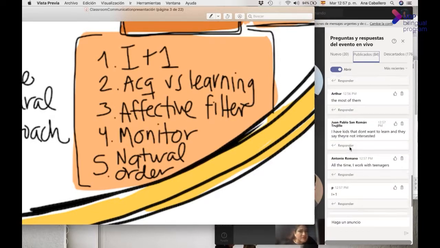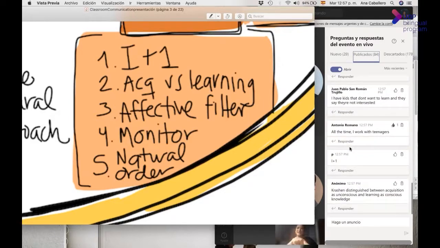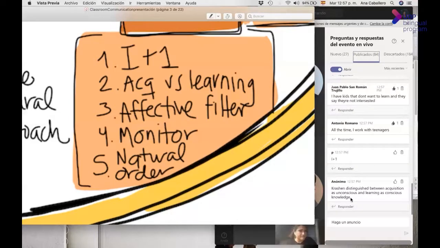I have kids and they want to learn. You're right. This happens, and I'm going to go over this in a moment. I work with teenagers all the time. Exactly. Acquisition is more like something that happens without you noticing it's happening. And learning is having a set of rules, and as I said before, it happens in the classroom.